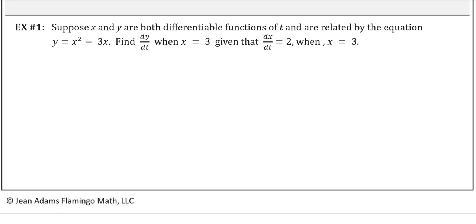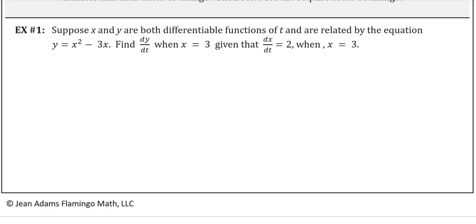Suppose x and y are both differentiable functions of t and are related by the equation y equals x squared minus 3x. So we are to find dy/dt when x equals 3, given that dx/dt is 2, and of course that is when x equals 3. So this one is just kind of like a baby step problem into it. So the first step we want to do is we want to take the derivative with respect to time. So we're going to do dy/dt. That's going to be our first step.